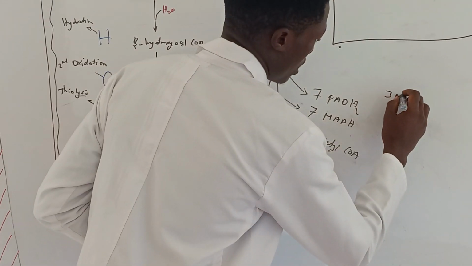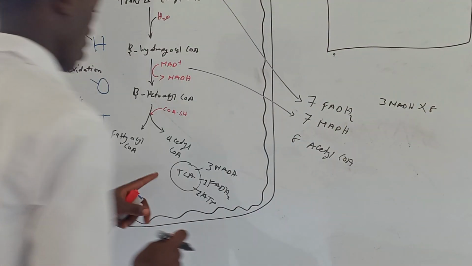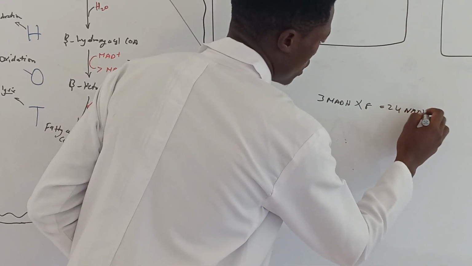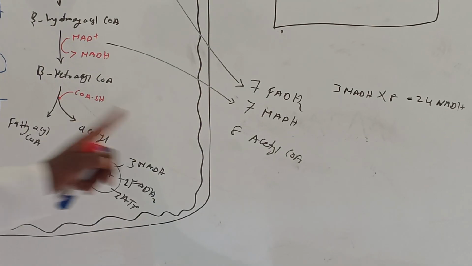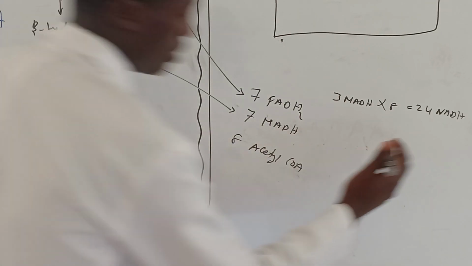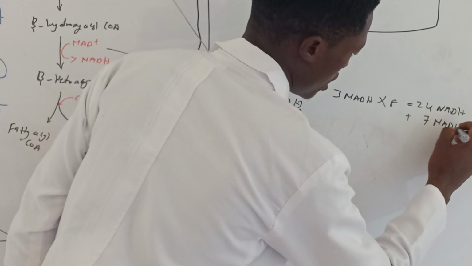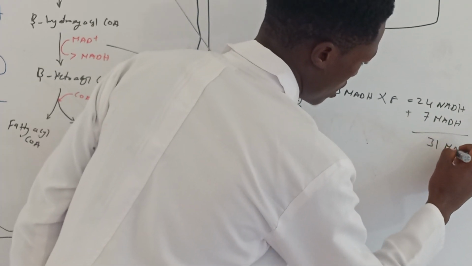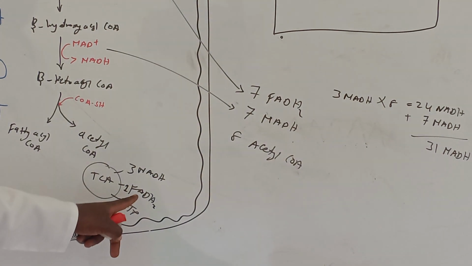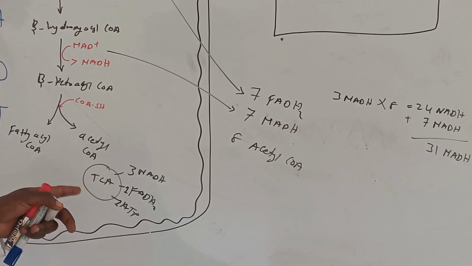So we have 3 NADH from 1 acetyl CoA. Then let's multiply that by the 8 acetyl CoA. We're going to have 24 NADH. Right. But now, remember, we also have this NADH from the beta oxidation. So how many NADH? 7. So plus 7 NADH. So how many? 31 NADH.